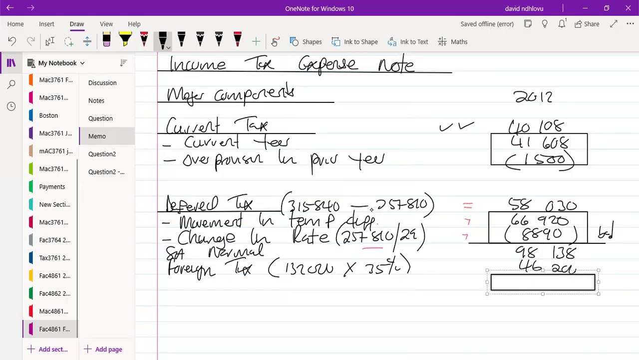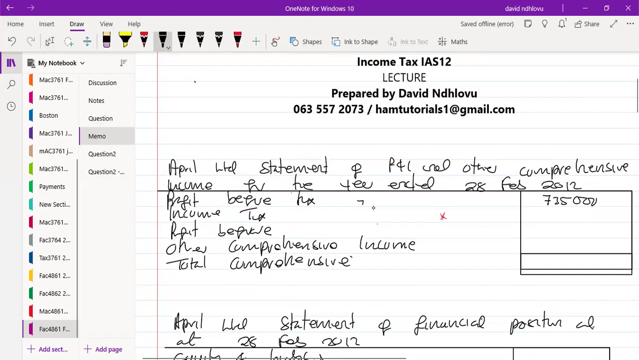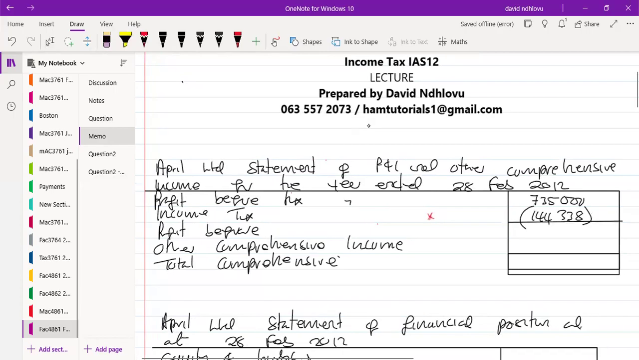Right, but to get the total expense, we add that to 98,138. So our income tax expense is 144,338. So this is the figure that you represent here. That's our income tax expense for the year. Right, so we get 590,662. This was not there. We don't have other comprehensive income.